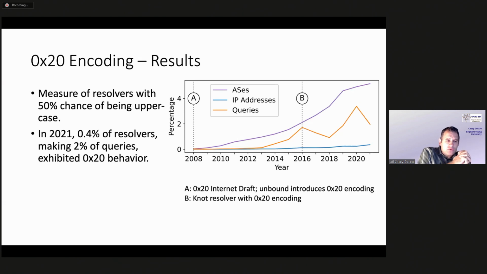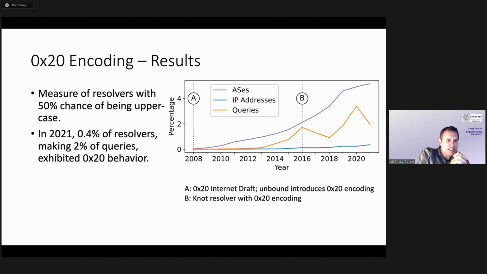The way we did this, there's a little bit more to it, and there's a paper version of our presentation, but in summary, we measured the resolvers with a 50% chance of the characters in the labels being uppercase versus lowercase. Like I said, it was a little bit more nuanced than that, because when you're dealing with a lot of different scenarios, you have to take those into consideration. Uppercase first labels for Windows names, for example, and all sorts of things. But that's the gist of it.